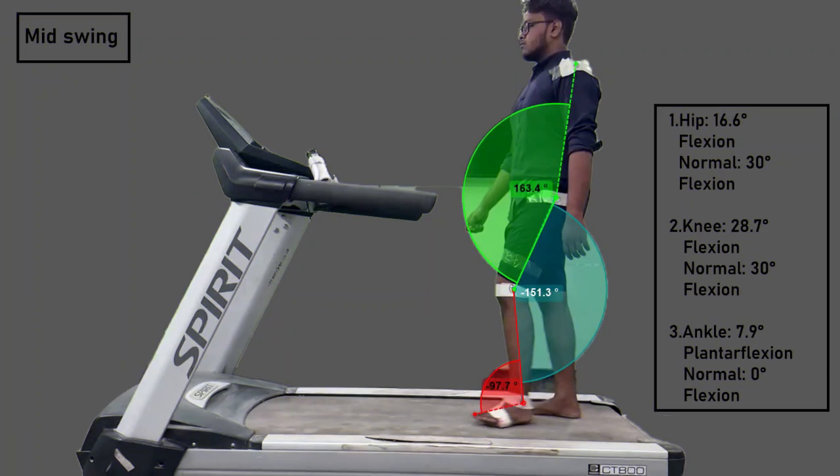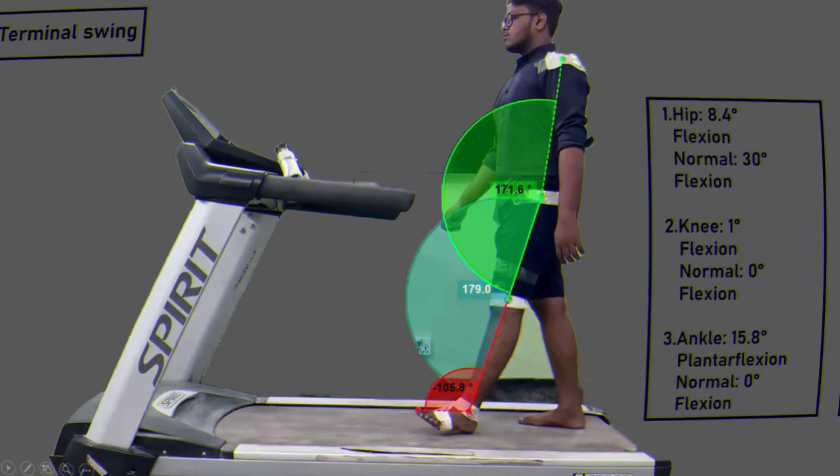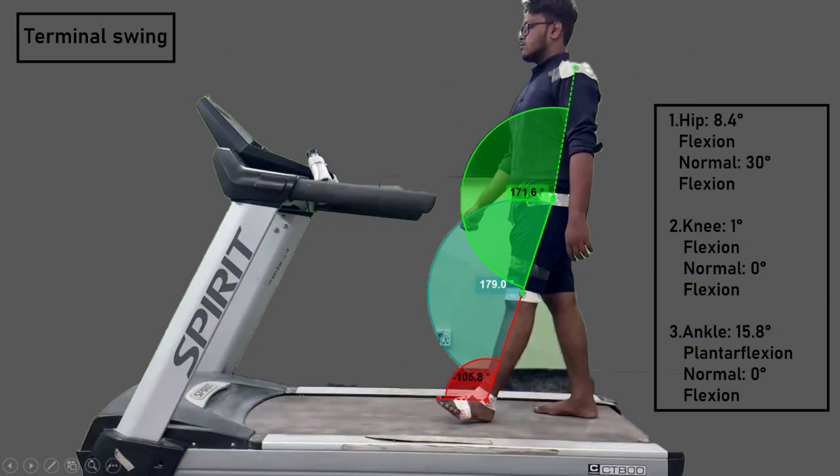In mid-swing, the hip joint is 16.6 degree flexion, knee joint is 28.7 degree flexion, and ankle joint is 7.9 degree plantar flexion. In terminal swing phase, the hip joint is 8.4 degree flexion, knee joint is 1 degree flexion, and ankle joint is 15.8 degree plantar flexion.